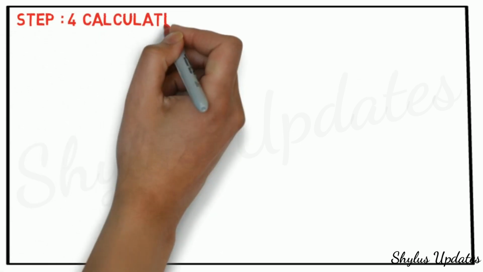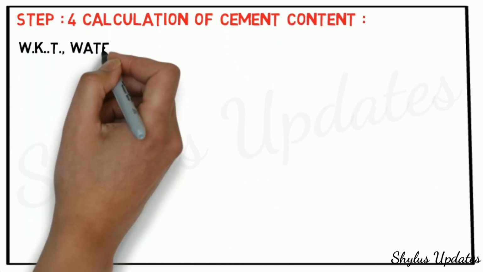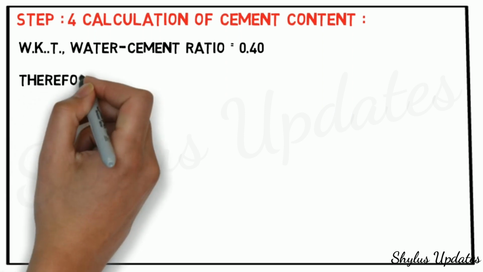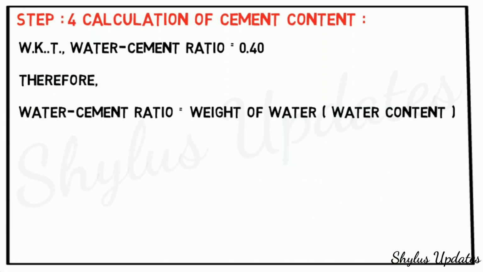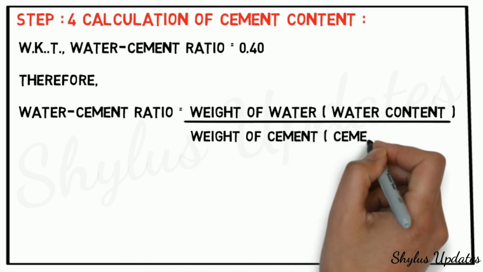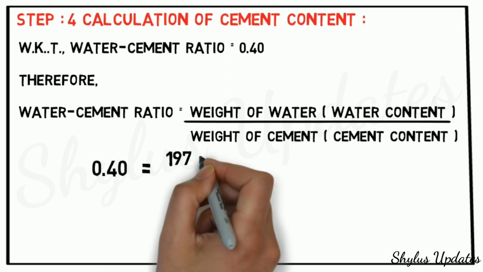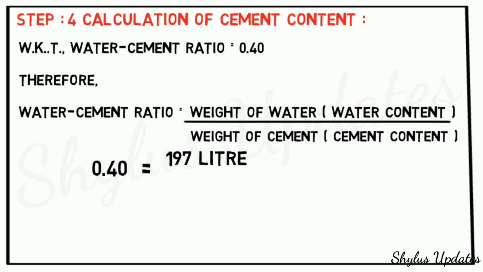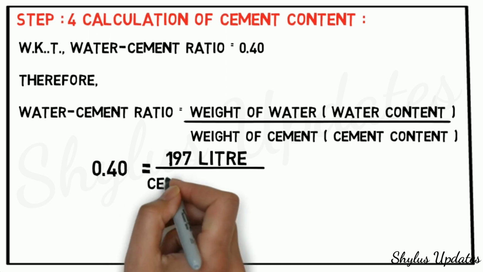Step 4. Calculation of cement content. We know that water cement ratio is 0.40. Therefore, water cement ratio is equal to weight of water, that is water content, upon weight of cement, that is cement content. Now substitute the values. 0.40 equal to 197 liter, which is water content, upon cement content.